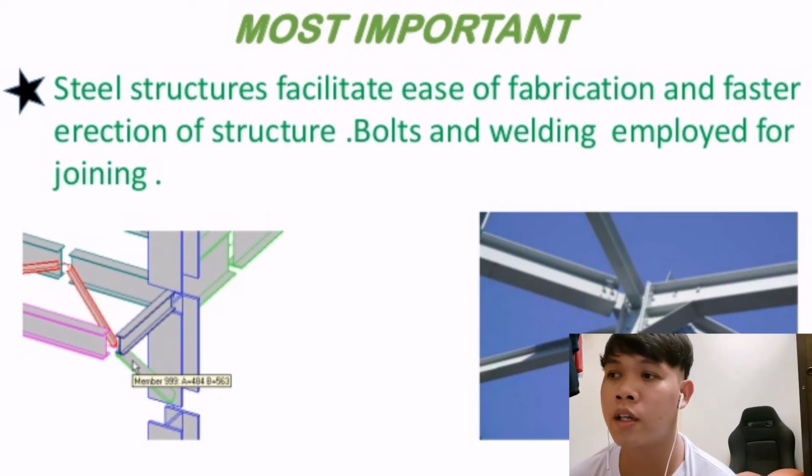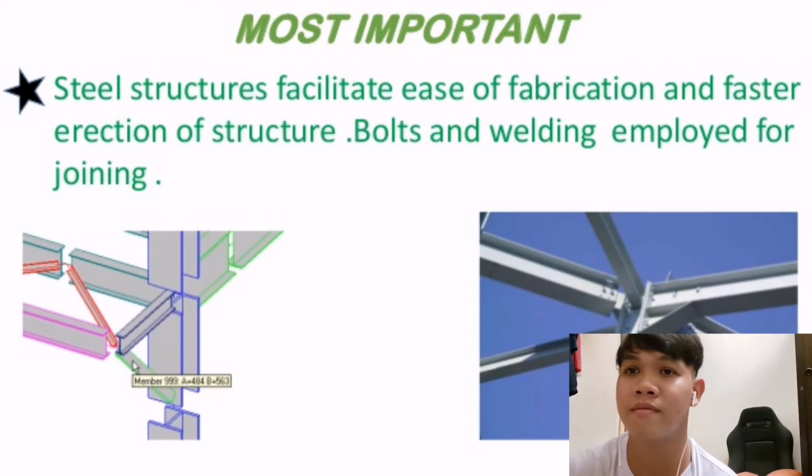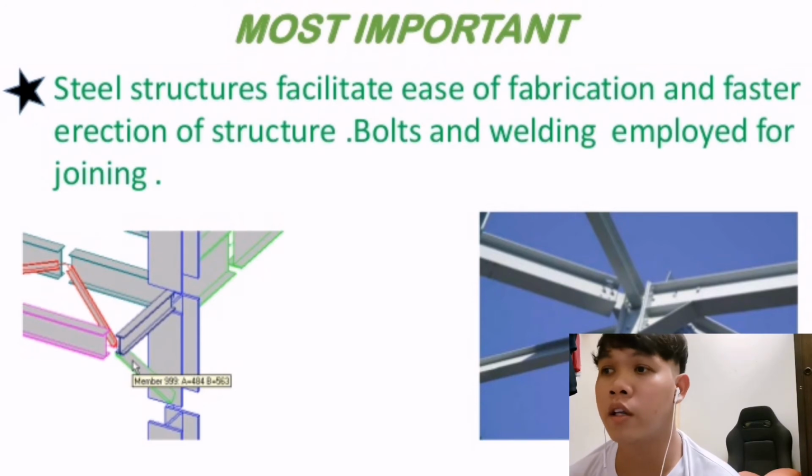So to the next slide, what is important in the steel structure. Steel structure facilitates ease of fabrication and faster erection of structure. Bolts and welding are employed for joining. Okay, to the next slide.